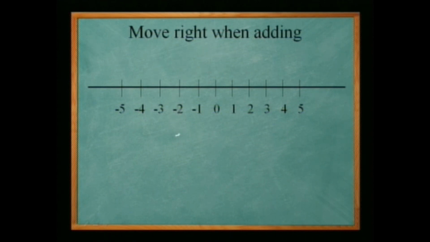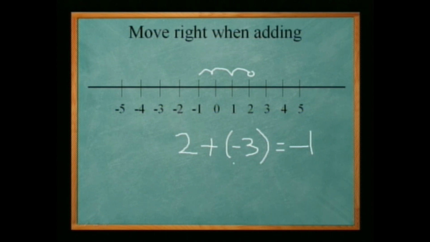Okay, let's take a look at another one. We've got 2 plus a negative 3. Now if it was 2 plus 3, I would start at 2 and go over 3 to give you 5, but here we've got a negative 3, so I'm going to do the opposite. We're going to start at 2 and move to the left 3 places: 1, 2, 3, to give you negative 1.